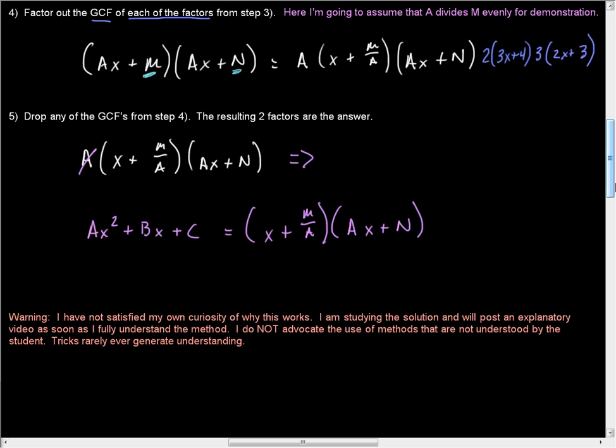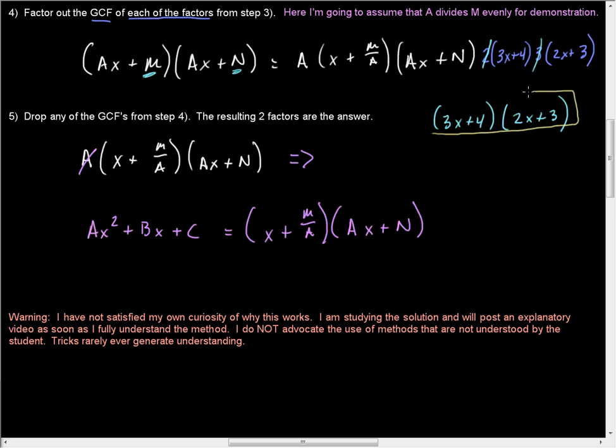Okay, so finally, step 5: drop any greatest common factors from step 4. And by drop, they literally mean drop. Just eliminate them as if they weren't even there, and rewrite what's left. And if you do this, this is supposed to be your answer.